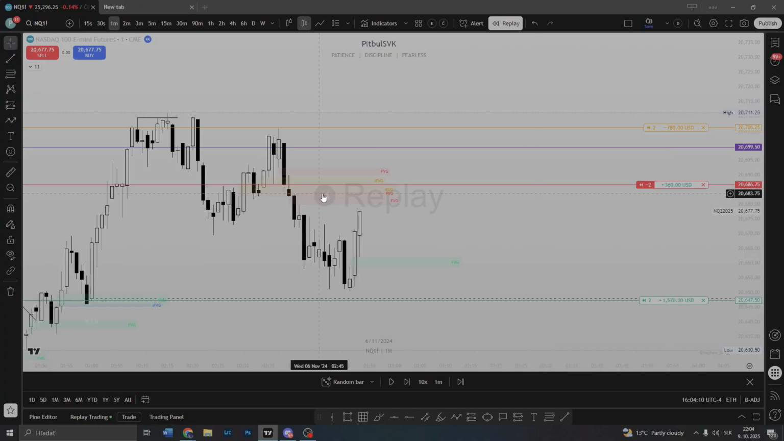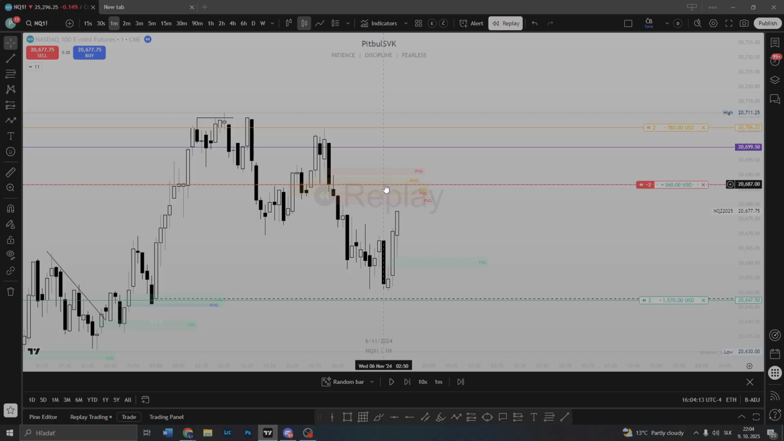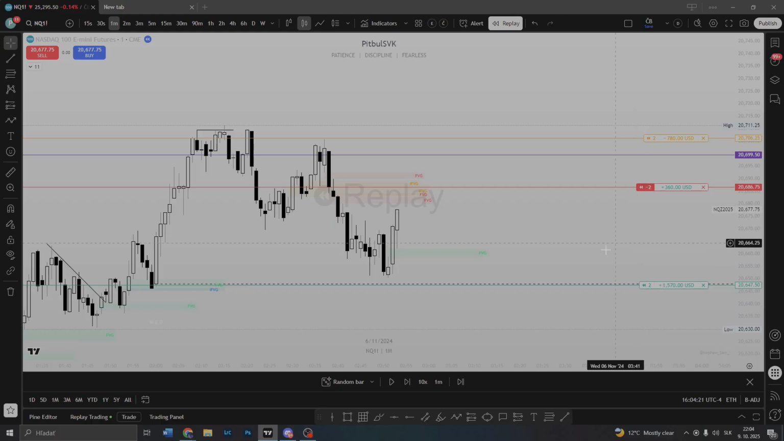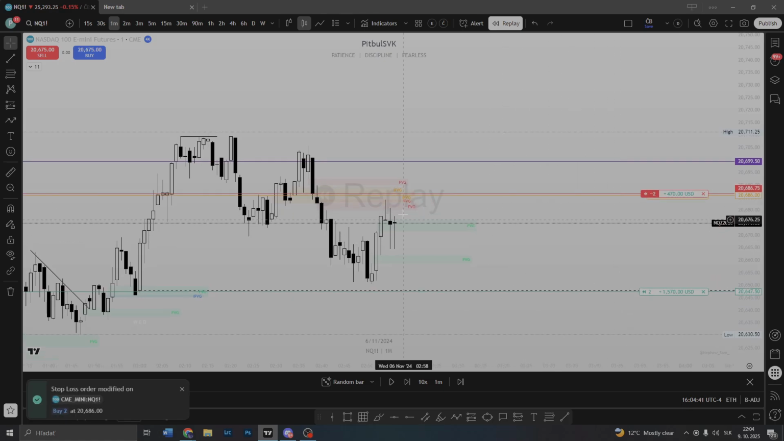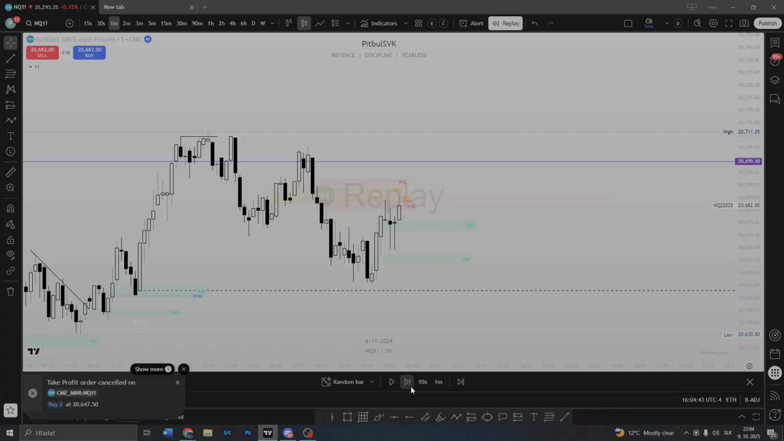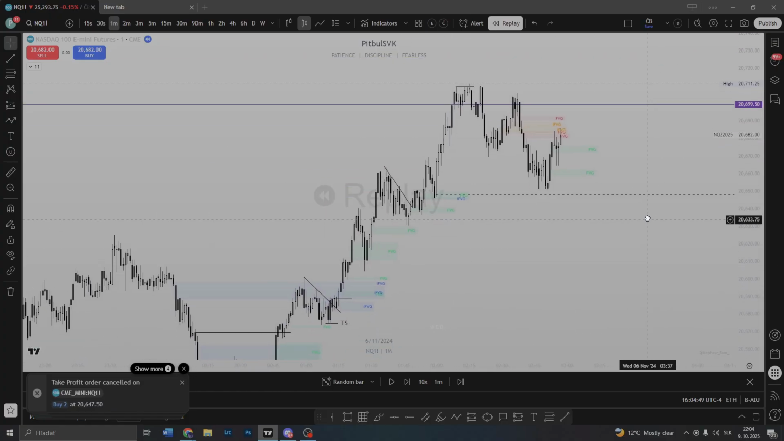So right now, I can't see my entry point not getting tapped. It depends if I want to take my stop loss and put it to break even or not. Right now, next candle or two should do it. Retest, retest. I'll put the break even, and the next candle will do it.